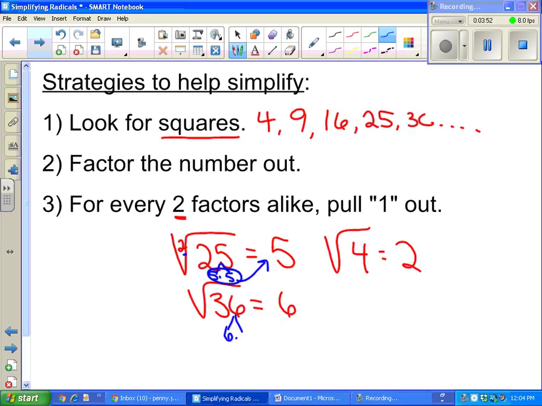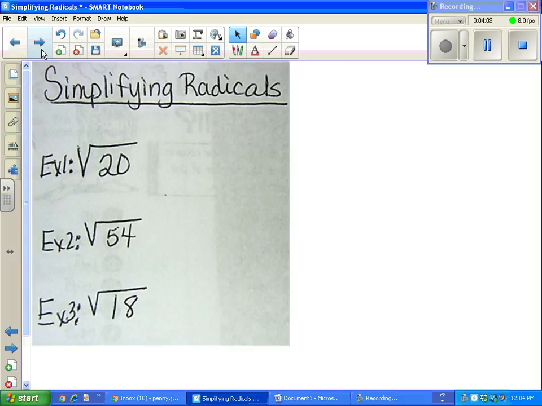6 is really 6 times 6. For these 2 6s, I pulled out what? 1 6. This is really 2 times 2. So for every 2 2s, I pulled out what? 1 2. So whether you remember your squares and you do it that way, or you think about breaking it down to where you have 2 factors alike, pull one out. All right, so here's the first few examples, the first 3. And what I want us to do is we're going to observe that 20 is not a perfect square.